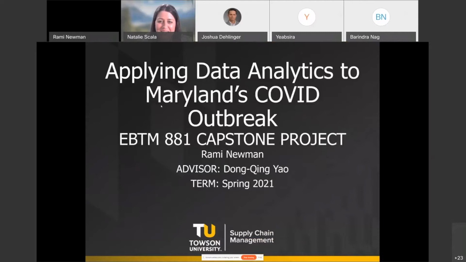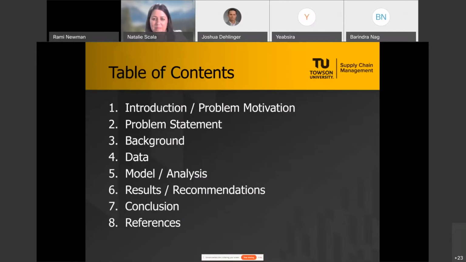So for my capstone, I did applying data analytics to Maryland's COVID outbreak. My table of contents, standard stuff.